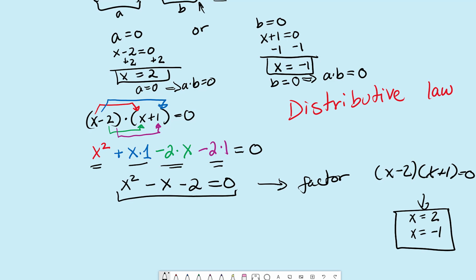In the next few videos, we'll look at how we factor different equations and polynomials, and we'll try to go over all the tricks and tips for easy factoring.